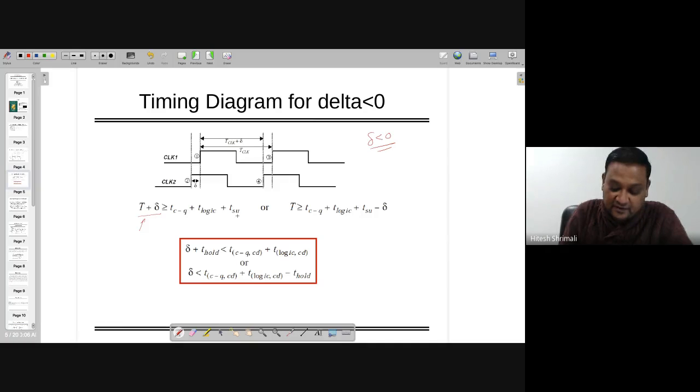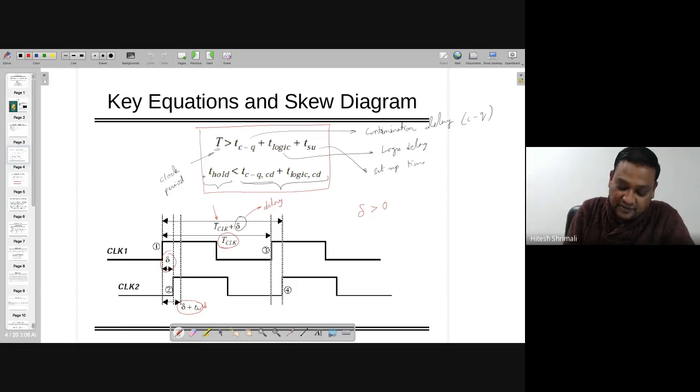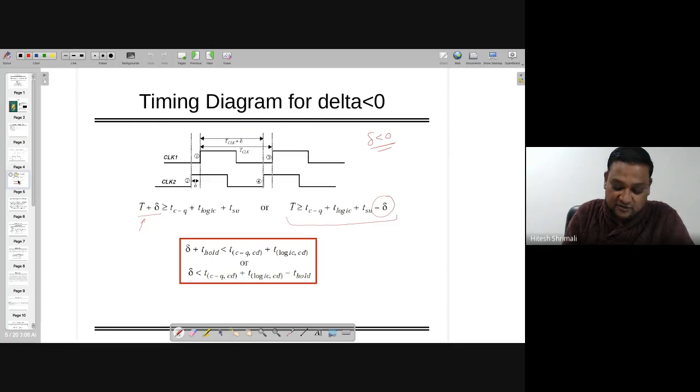And if you are taking this delta to the other side, this is the new equation. Similarly, for the T hold, you can write delta plus T hold has to be less than the equation taken over here. So there are two equations, 1 and 2, which are modified by adding delta extra over here. So delta will go that side, and you can find out the exact value, right?